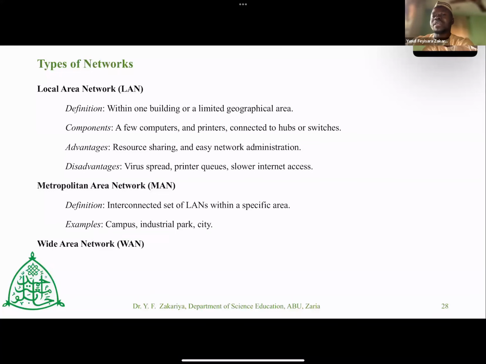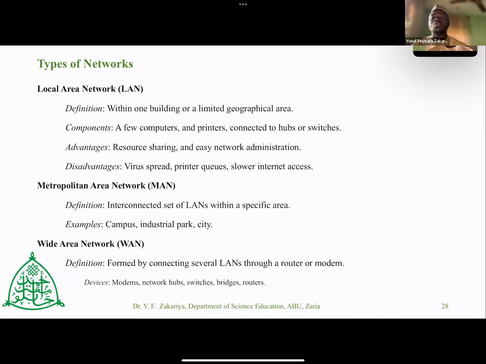So then we have the last part of it, which is the wide area network. This one covers lots and lots of areas. It's formed by connecting several LANs through a router or a modem, and this covers a wide area of places. Some of the devices needed there are the modems, network hubs, the switches, the bridges, and the routers.